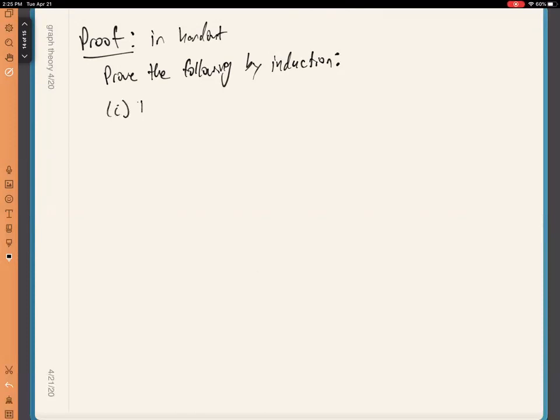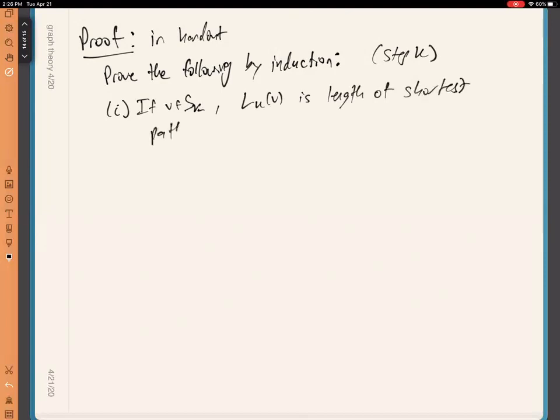So the first claim is that if I have a vertex V in the distinguished set Sk at step K, right? So this is at step K. Then the label, the kth label of V, is the solution to the problem for V, not for Z. So this is the length of the shortest path in G from A to V, right?